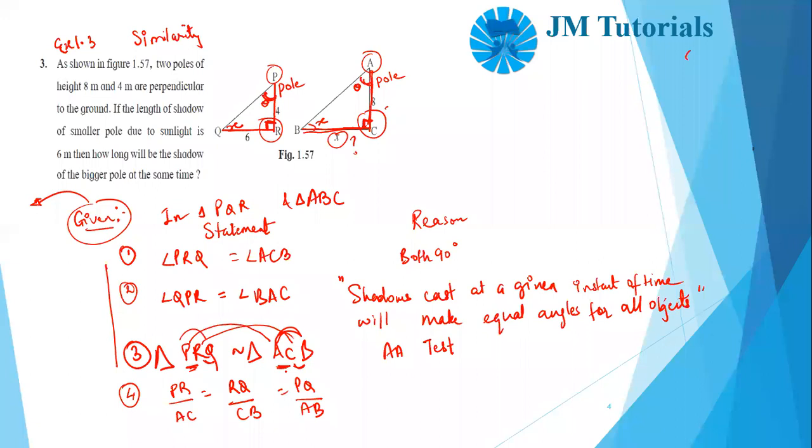See, that is why I told you yesterday that writing this is important. If you write the one-to-one wrong, then your CSST also will go wrong. That is why be very careful. See, PR by AC, RQ by CB, PQ by AB. Reason will be corresponding sides of similar triangles.